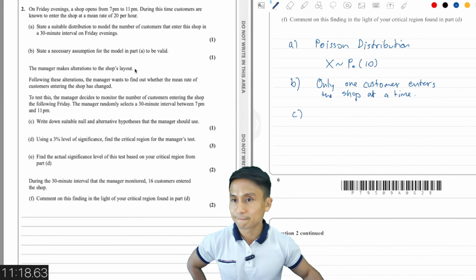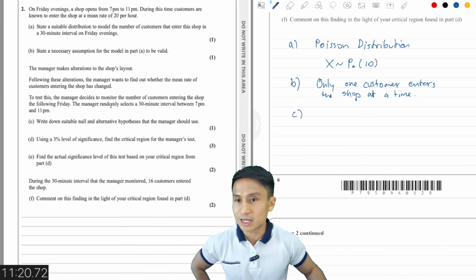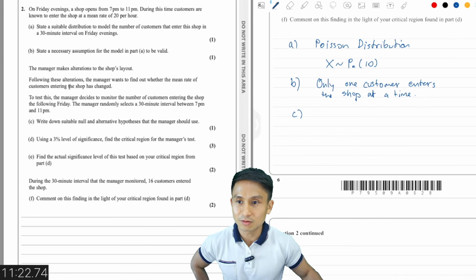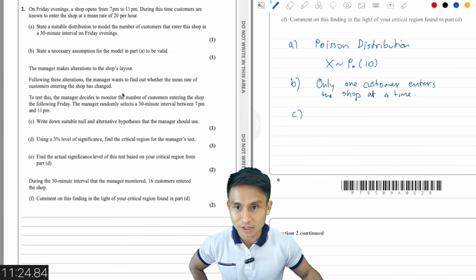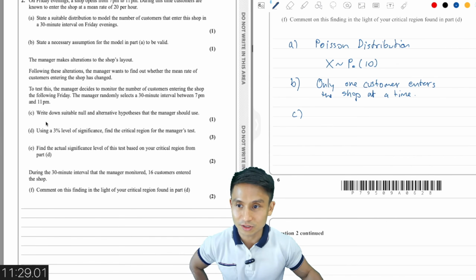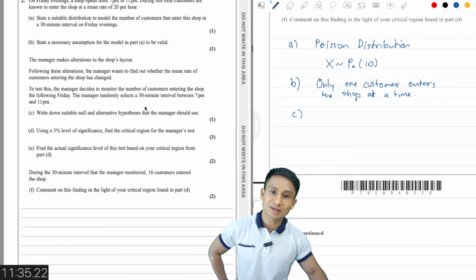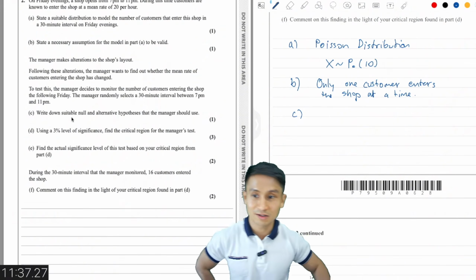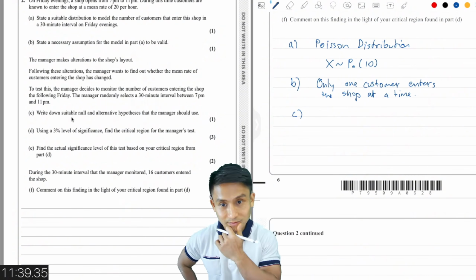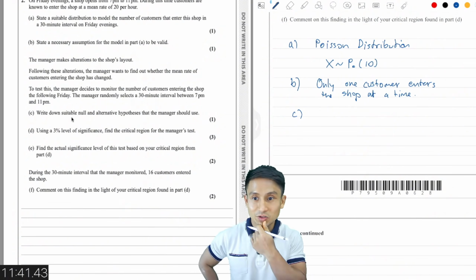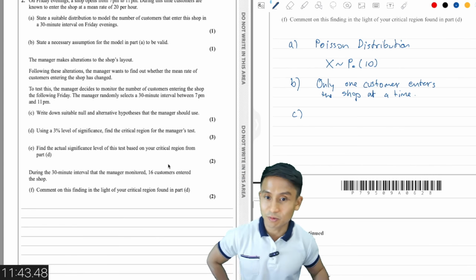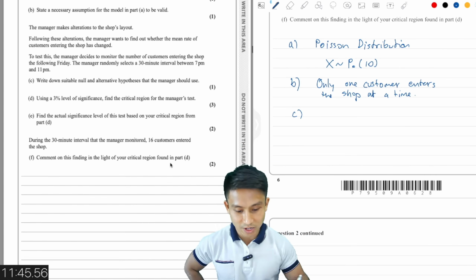Okay, part C. The manager makes alterations to the shop's layout. Following these alterations, the manager wants to find out whether the mean rate of customers entering the shop has changed. To test this, the manager decides to monitor the number of customers entering the shop the following Friday. The manager randomly selects a 30-minute interval between 7 and 11 p.m. Write down the suitable null and alternative hypotheses that the manager should use.